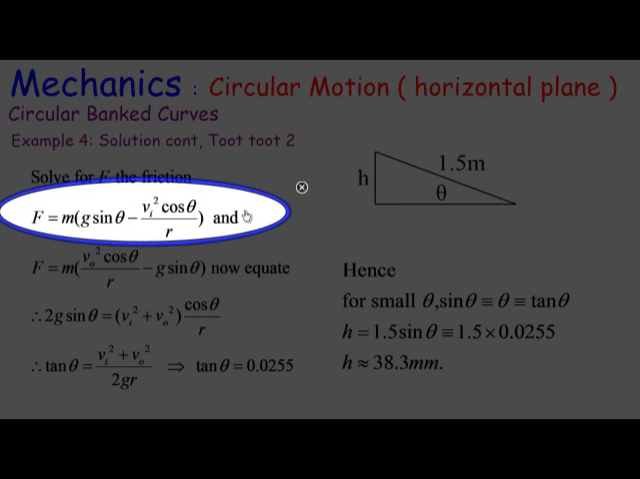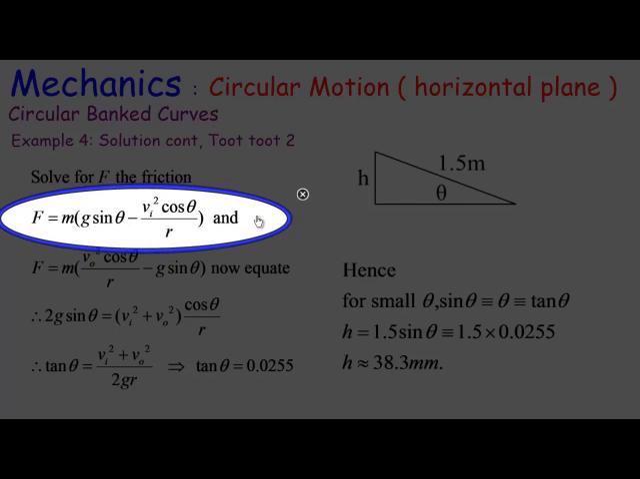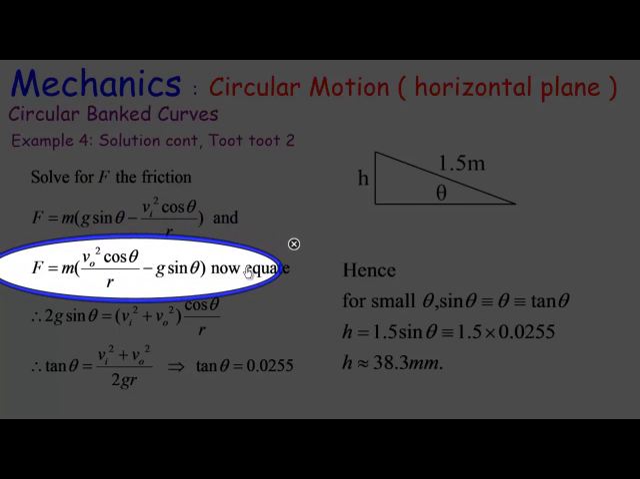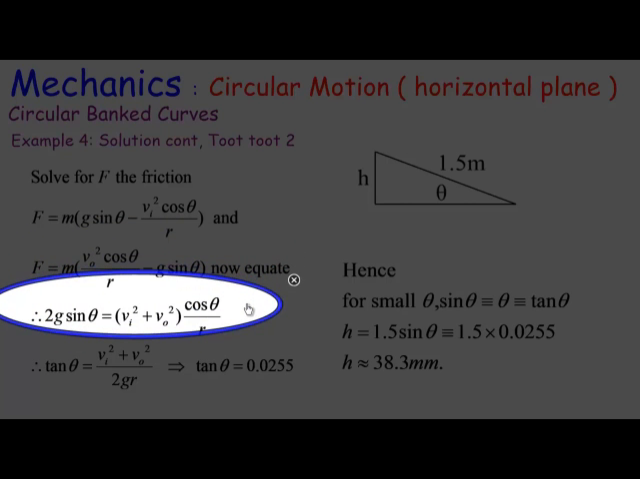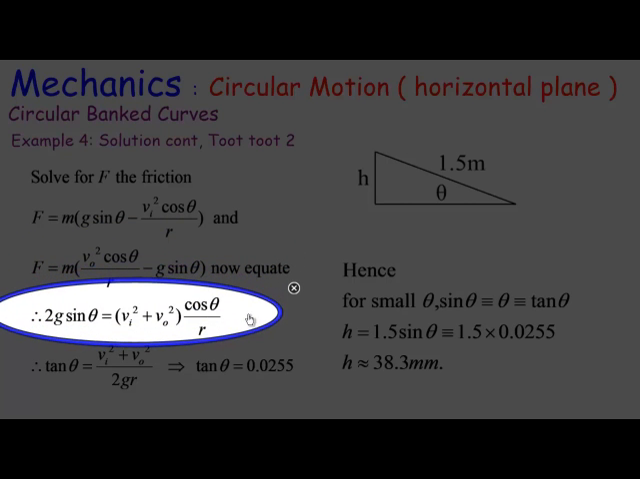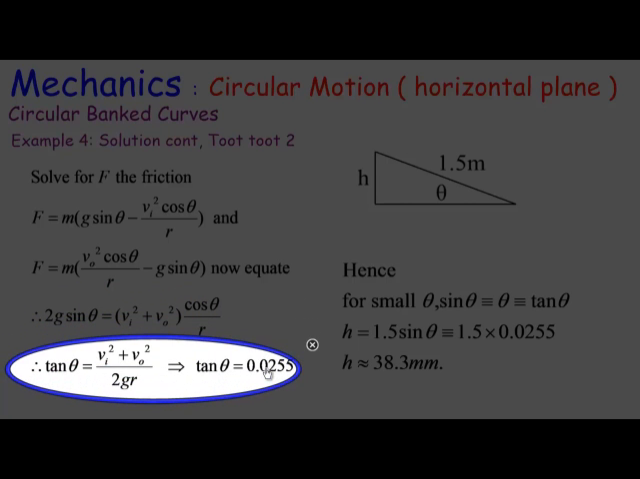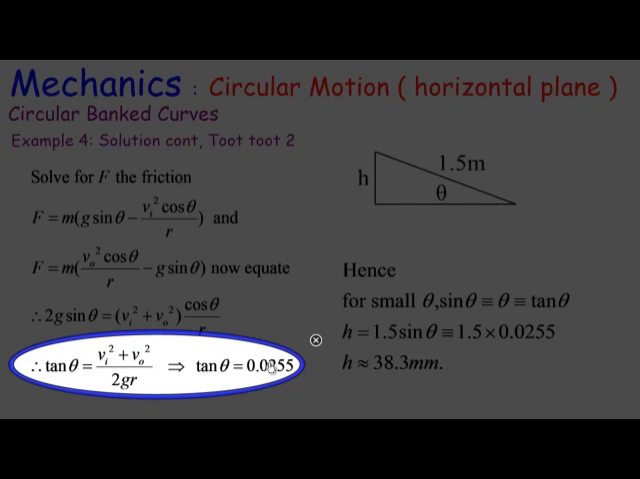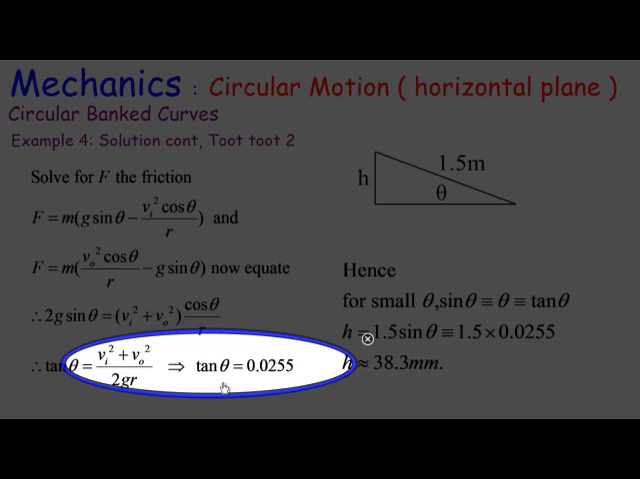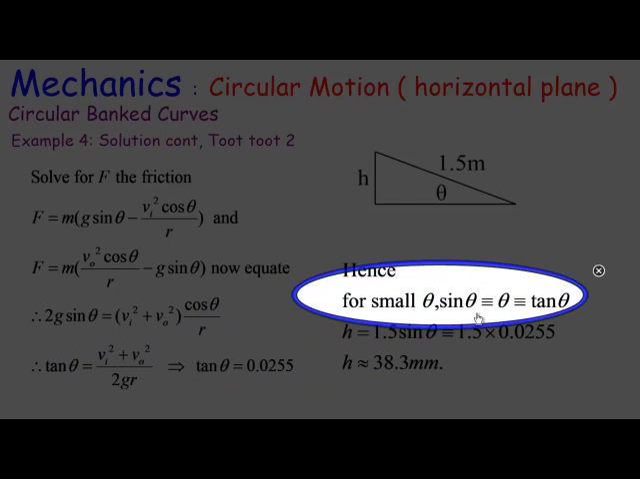So we did get this is the F for the inner, and you can see here this is the F for the outer, and we equate them, and eventually we get, down here, 2g sin theta equals VI, the inner velocity squared, plus the velocity on the outer rail squared, times cos theta over r. Rearranging that, we get an expression for tan theta. We know VI and VO and g and r, so we can sub that in and get a value for tan theta, which is about 0.0255. For small theta, sin theta is approximately equal to theta, which is approximately equal to tan theta. So we can actually find the height.